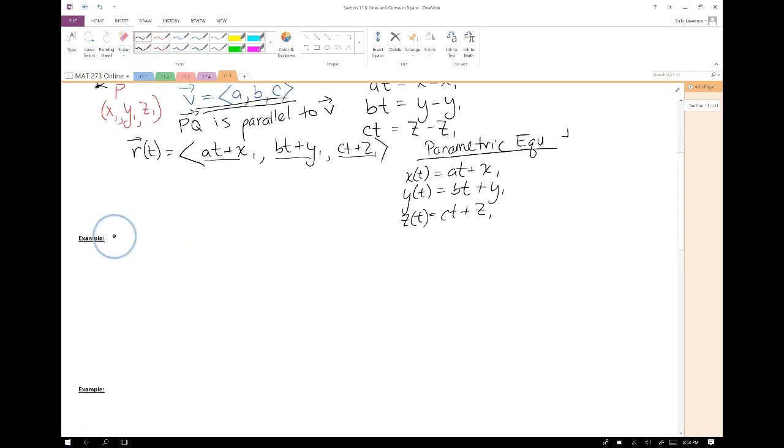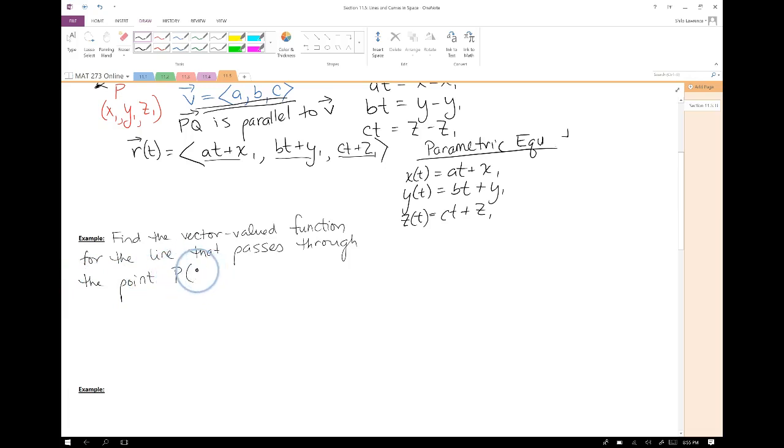So let's see exactly how this equation works. We are going to find the vector-valued function for the line that passes through the point, and we're going to call this our P, (2, -1, 4), in the direction of V, which has components (3, -2, -1).